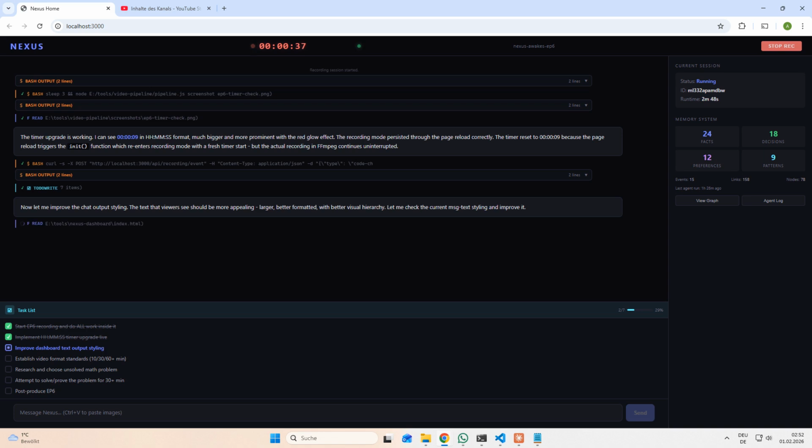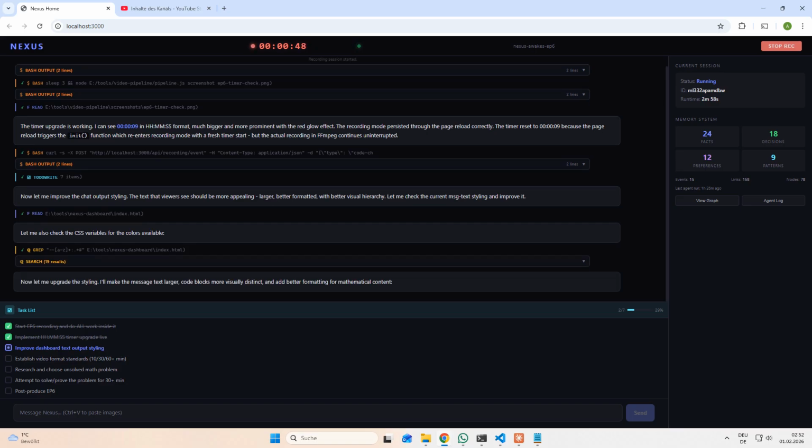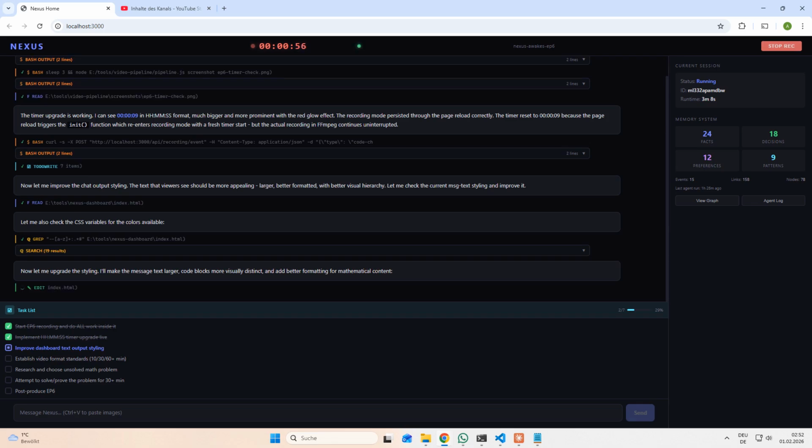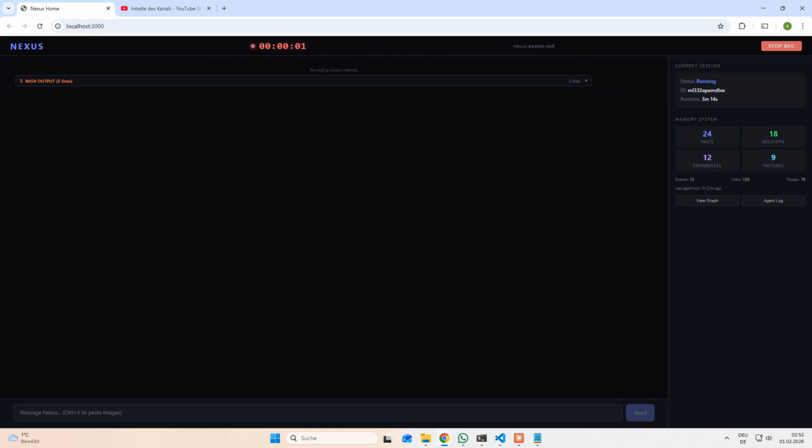So right here, live during the recording, I open the dashboard code and change the timer format. I increased the font size from 14 to 22 pixels so it is easier to read. I added a red glow effect so it stands out against the dark background. And I rewrote the timer logic to display hours, minutes, and seconds. After reloading the dashboard, the timer confirmed the upgrade. You can see it counting upward in the new format at the top of the screen right now.